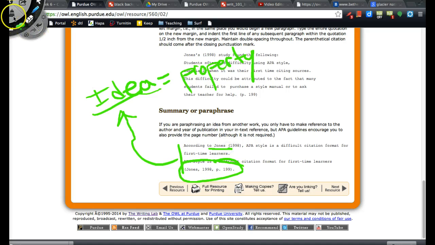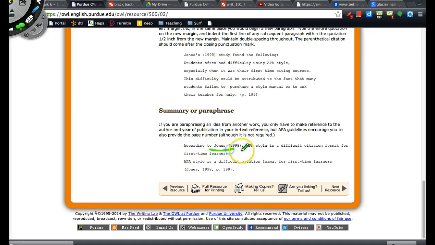So let's take a look here at how they do that. According to Jones, 1998, APA style is a difficult citation format for first-time learners. Now here's another way you could do it. Let's say you don't want to reference Jones' name in the beginning. So this is example 1 for a paraphrase. This is example 2: APA style is a difficult citation format for first-time learners.